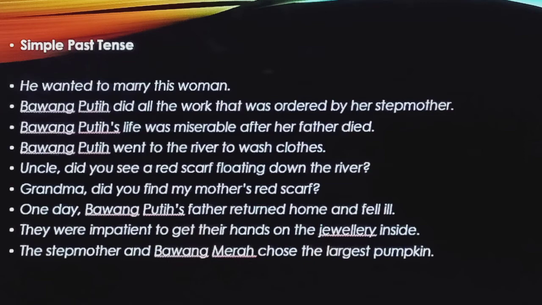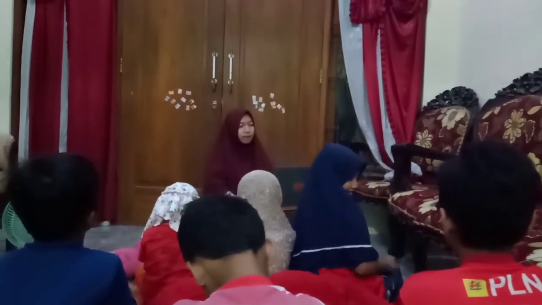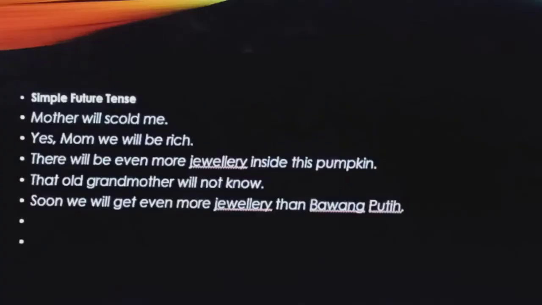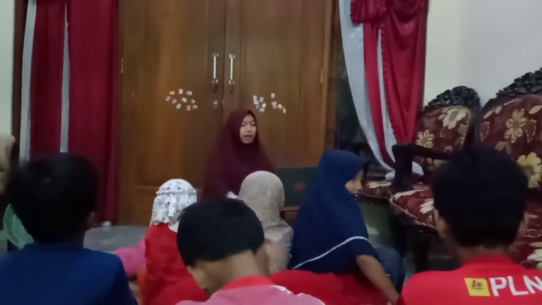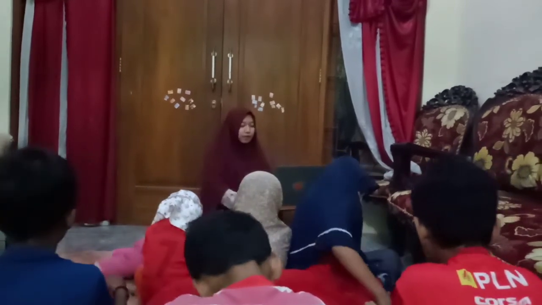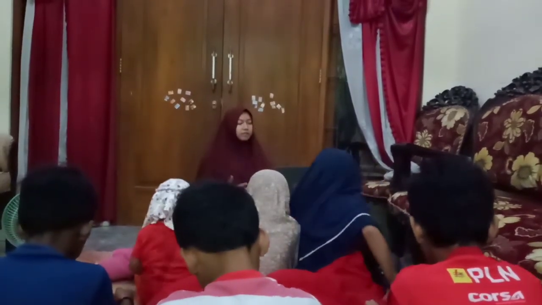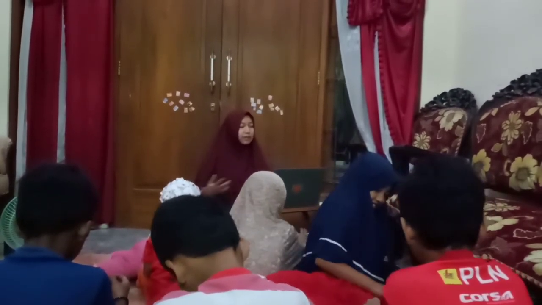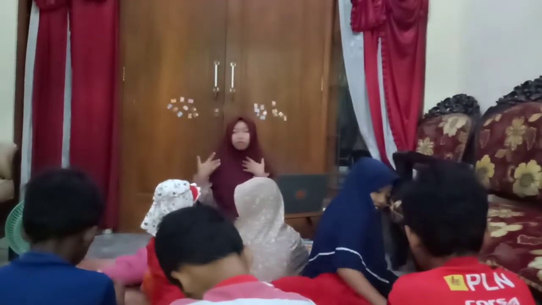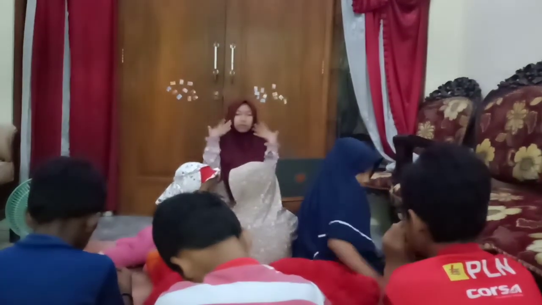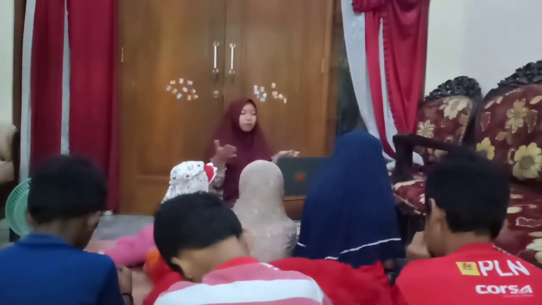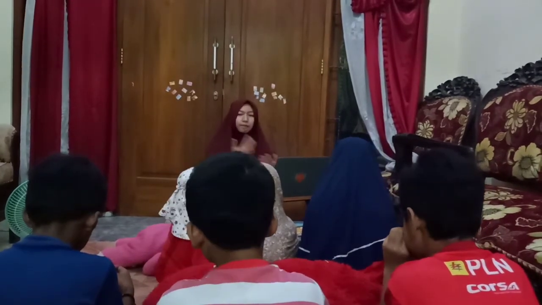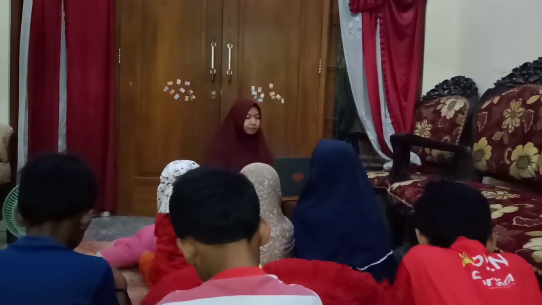And for simple past tense, we wanted to marry this woman. Bawang Putih did all the work, and Bawang Putih's life was miserable. Bawang Putih won. Yeah, this is the verb two here. For the simple future tense, mother will scold me. Yes, mom, we will be rich. Will be a future, because we are talking about the future. So this is what the stepmother and her stepsister want to be, yeah?